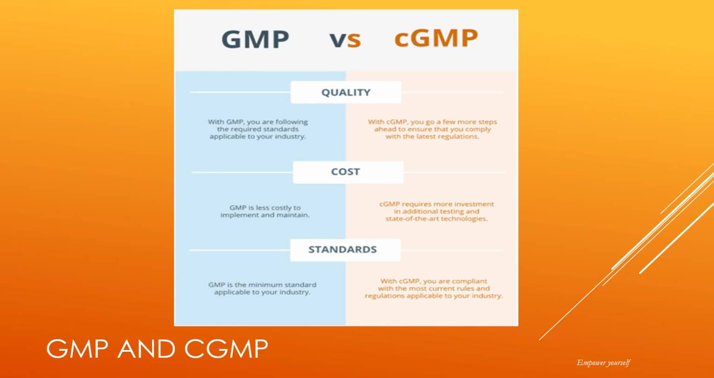But when it comes to cGMP, they are using new technologies and additional testing is involved, and they have to invest more when they are implementing cGMP activities. When it comes to standards, with GMP they would be following the minimum standards, but with cGMP they need to be in compliance with the current guidelines and current regulations of the industry as well.